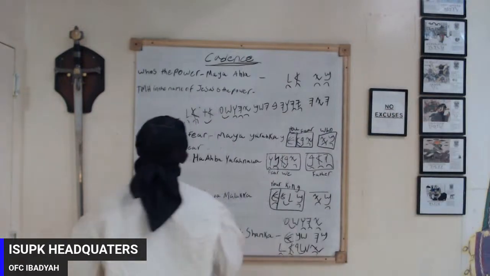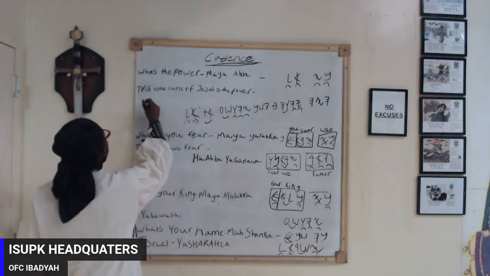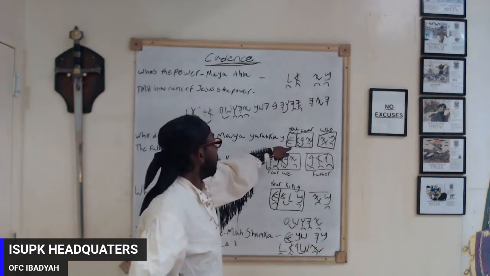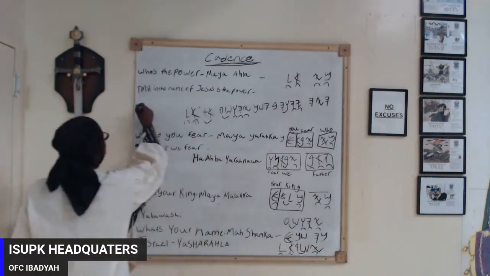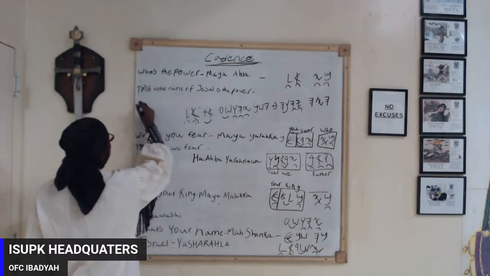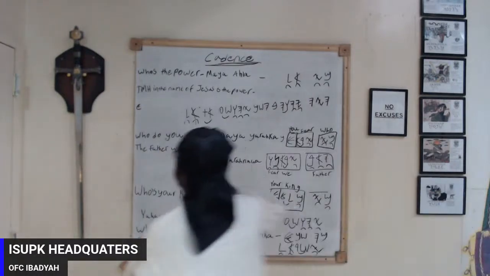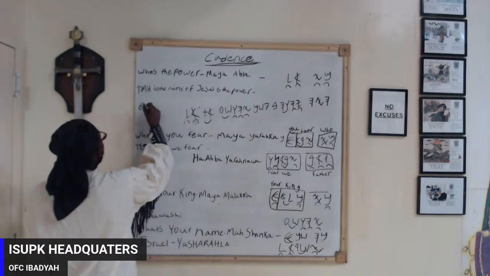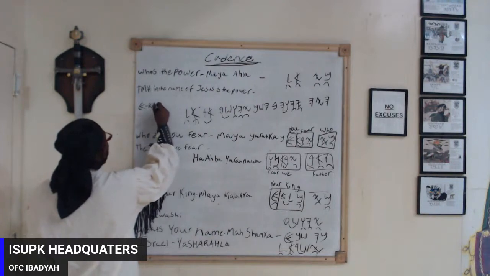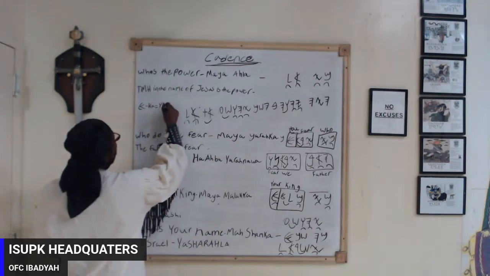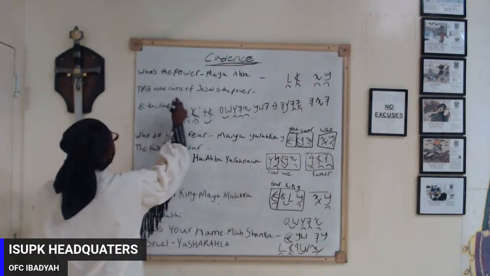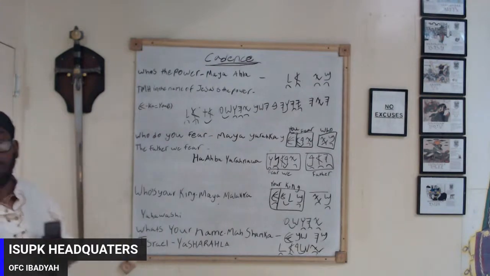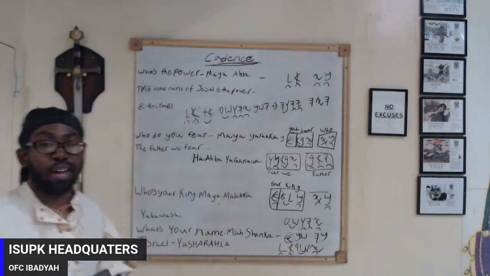This ka, real quick, is singular. Ka. No, I'm not erasing it yet. Ka equals you, singular, at the end of a word, right? This is you, singular, at the end of a word. Just you. What's your name, right?